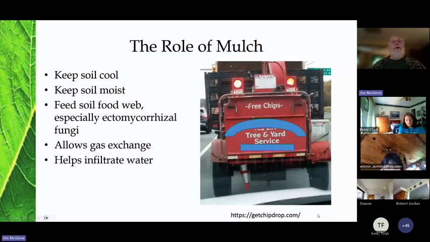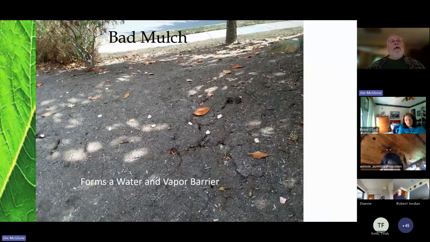This is, unfortunately, what we're using commercially most of the time. This is a really bad mulch. This stuff is finely ground. You can see it got dry and it cracked. Your mulch should not be doing that. That means that what's happening is this is locking together. This is almost like craft paper, and it's forming a water and vapor barrier.